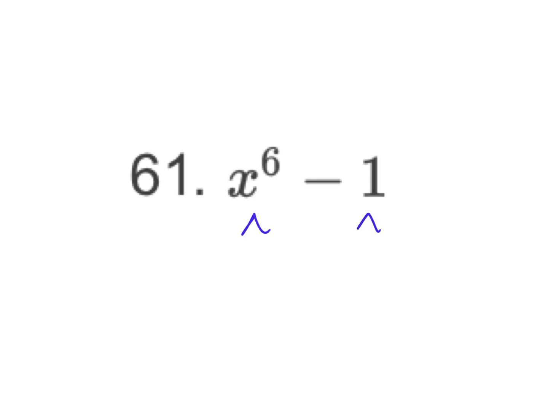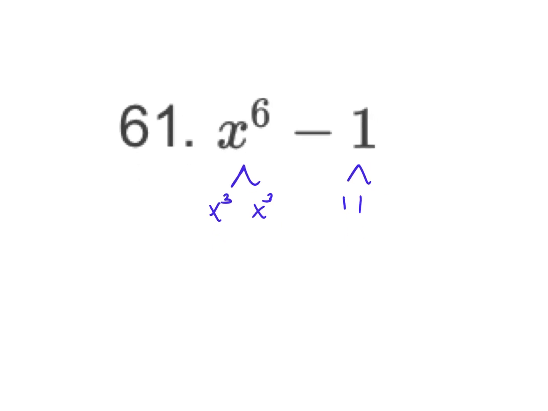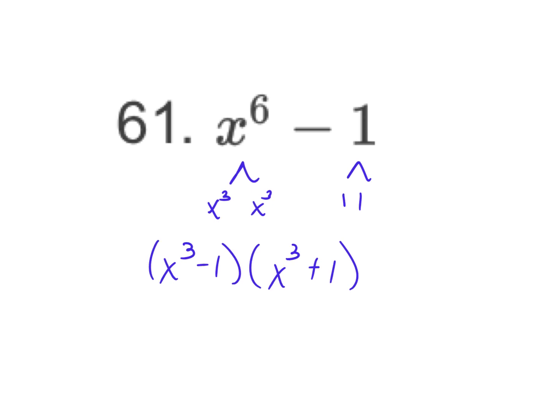What times what gives you x to the 6? Well, it'd be x cubed and x cubed. What times what is going to give you -1? Be 1 and 1. So I have x cubed minus 1, and I have x cubed plus 1. Now, guys, we have discovered that there were actually 2 cube patterns inside of this original problem.